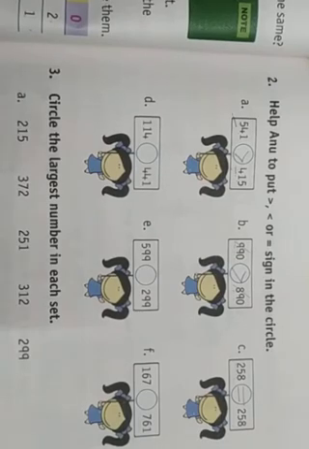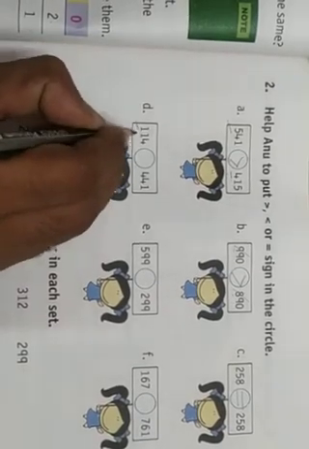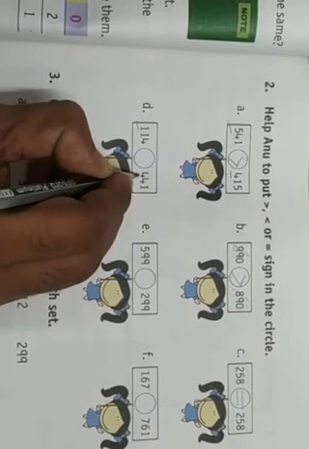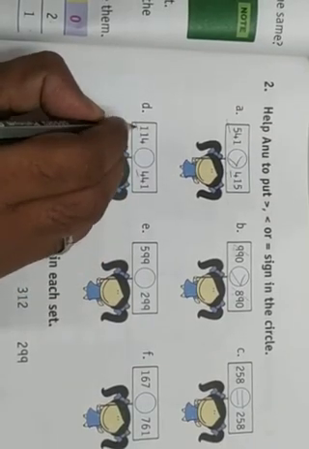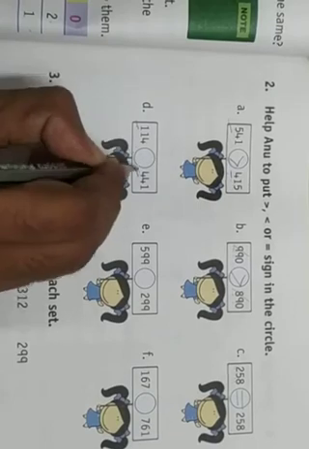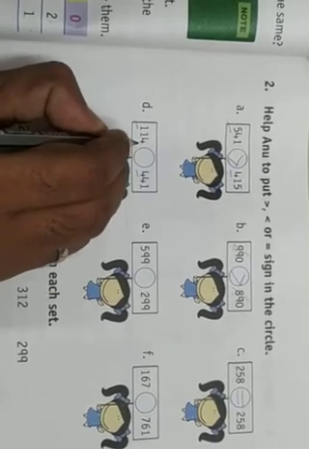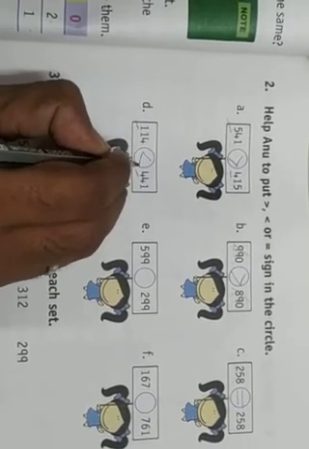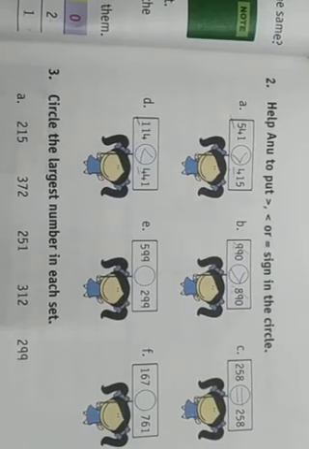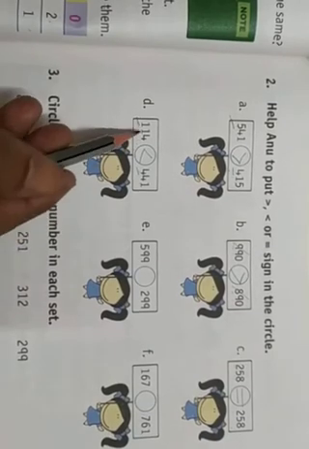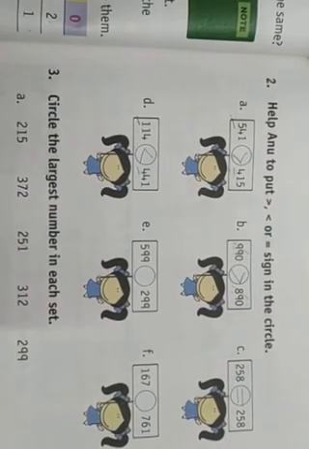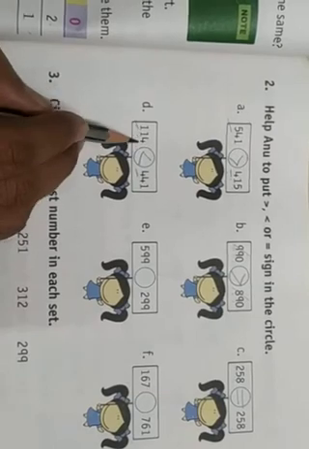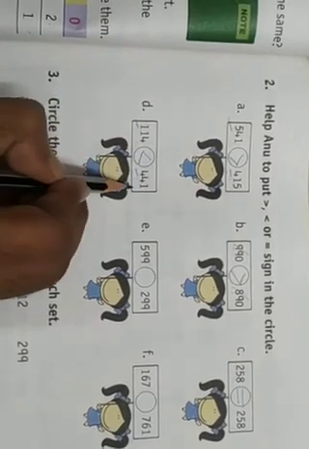Now 114 and 441. At the hundreds place we need to compare. Here it is 1, here it is 4. The 4 is greater than 1. So 114 is less than 441. So the less than sign is this. Okay, as I told you, the crocodile opens its mouth toward the number which is more. It is going to eat this, not this. Clear? So put this sign accordingly. 114 is less than 441. Like this we need to read.